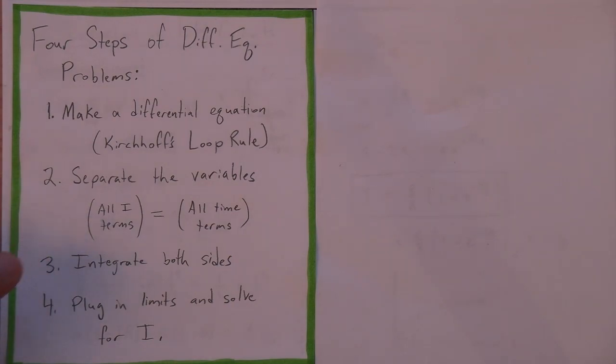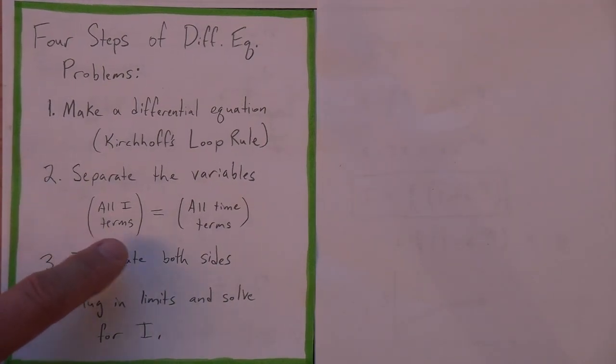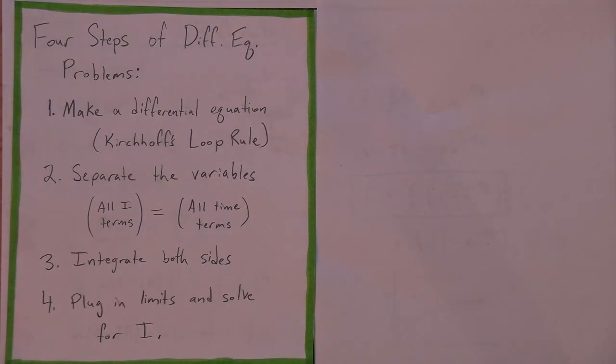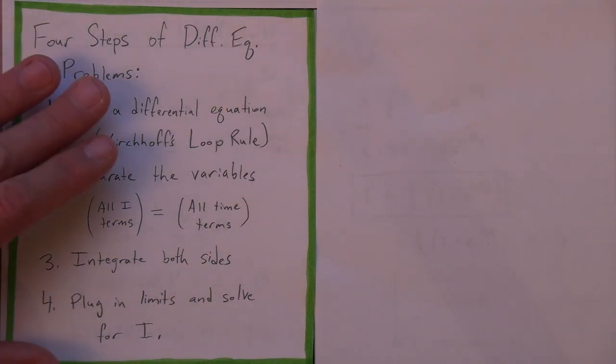What that means is you put all the current terms on one side of the equation and all the time terms on the other side. Then you integrate both sides. And then the fourth step, you plug in your limits and solve. I say this to mechanics students, I say this to E&M students. You should remember these 4 steps. Plug them into your mind. There's a lot of details coming, many variables, many steps, but if you can remember these 4 steps, they're like your signposts, your guideposts to take you to the solution. Okay, so let's see these 4 steps in action.